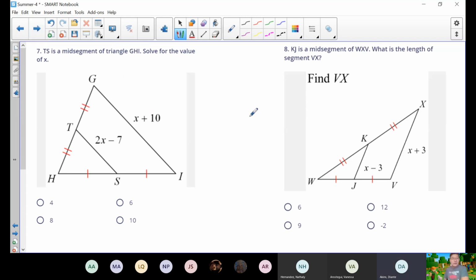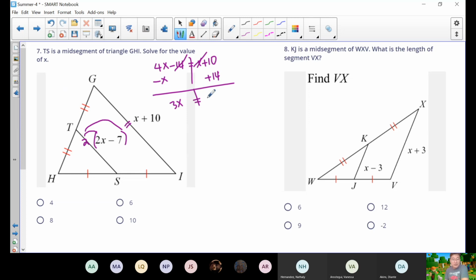Okay. So TS is a mid segment, this is a mid segment. How can you get the x value? Same thing. You multiply this one by 2, and then equal to this. So 4x minus 14 equals x plus 10. So cross out x, cross out here. So this part is what? 3x, right? And then equal this part, 24. Divide by 3, x equals 8.